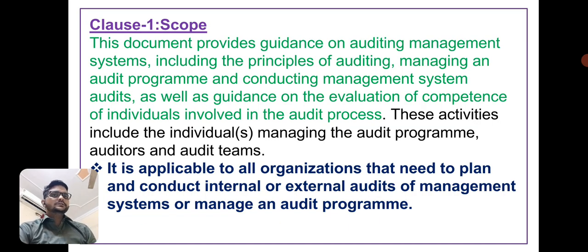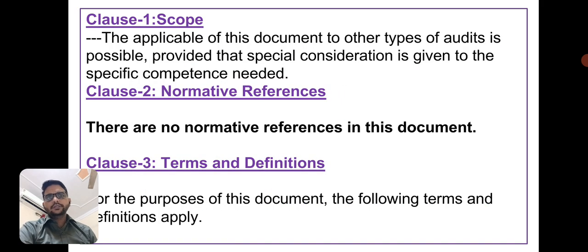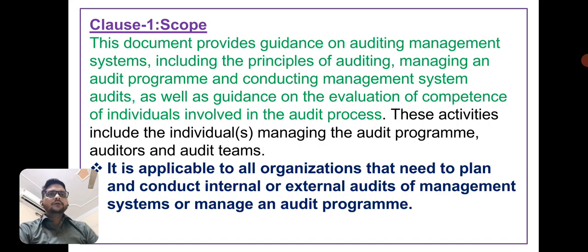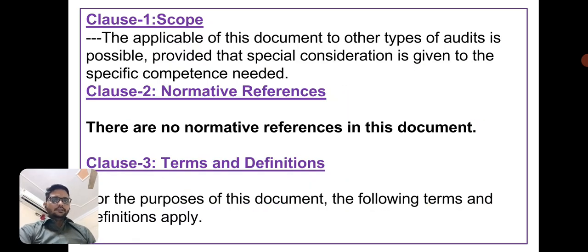First is scope. This document provides guidance on auditing management systems, including principles of auditing, managing an audit program, conducting a management system audit, as well as guidance on evaluation of competency of individuals involved in the audit process. Next, it is applicable to all organizations that need to plan and conduct internal and external audits of management systems or manage an audit program. It means this document is for external and internal audits. Application to other types of audit is possible, provided that special consideration is given to the specific competence needed. Second clause is normative references.